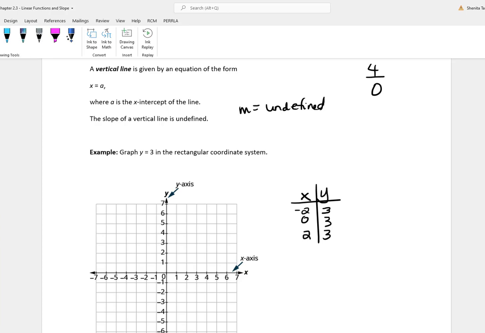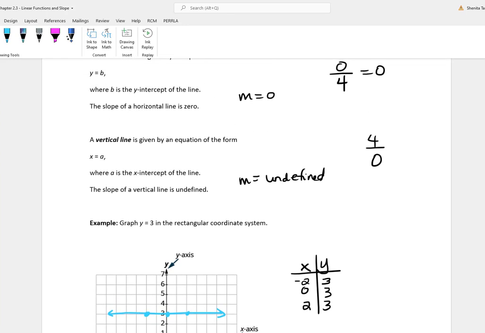Alright, so you go -2, 3, you have a point here. You have 0, 3, it's a point here. And then you have 2, 3, which is a point here. And as you can see, our graph, the points all fall in a straight line horizontally. Goes straight across.